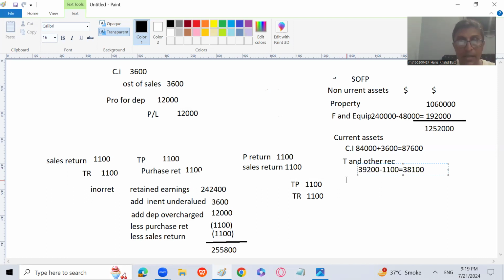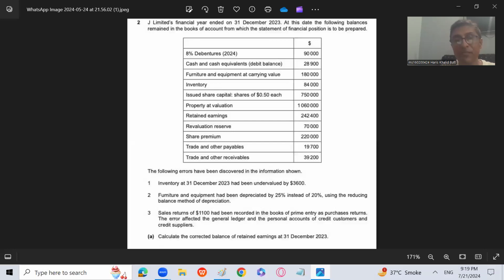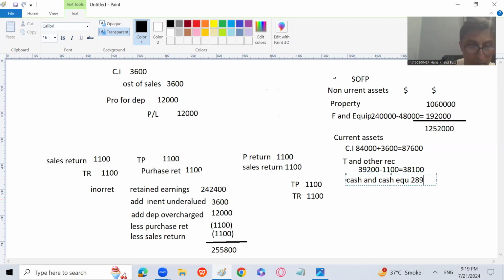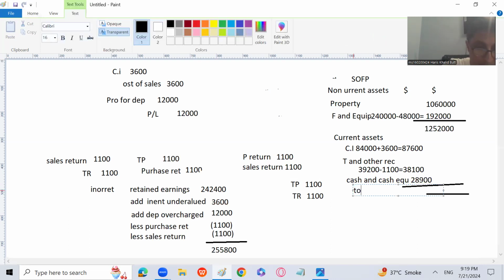Right? Then cash and cash equivalent. Cash and cash equivalent is not changed because there is no rectifying entry, no correcting entry affected cash and cash equivalent. And cash and cash equivalent are given. Debit balance 28,900, which will remain the same. It will not be changed. I will go for the total of these, and that will give me the total of total assets. I will be able to find the total assets over here.